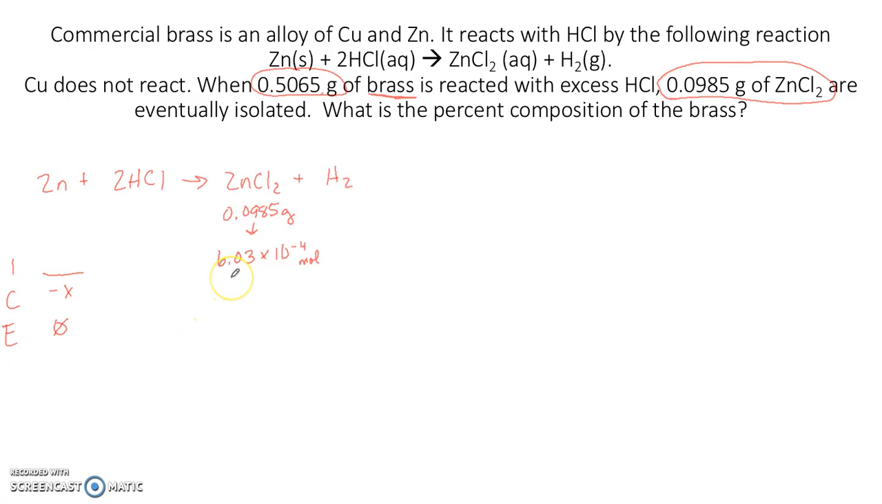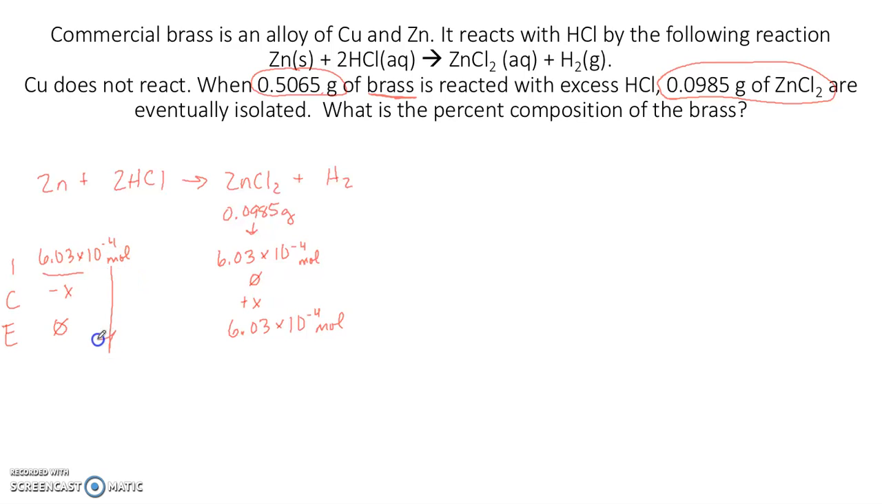And then on this side, remember we start with 0. The change is going to be a positive x, and I'm going to make 6.03 times 10 to the negative fourth moles. So when I solve for x, x is 6.03 times 10 to the negative fourth. I'm going to plug that in there, which gives me 6.03 times 10 to the negative fourth, and that's how many moles of zinc I will make, or I'll use. But I don't want moles, I want grams.